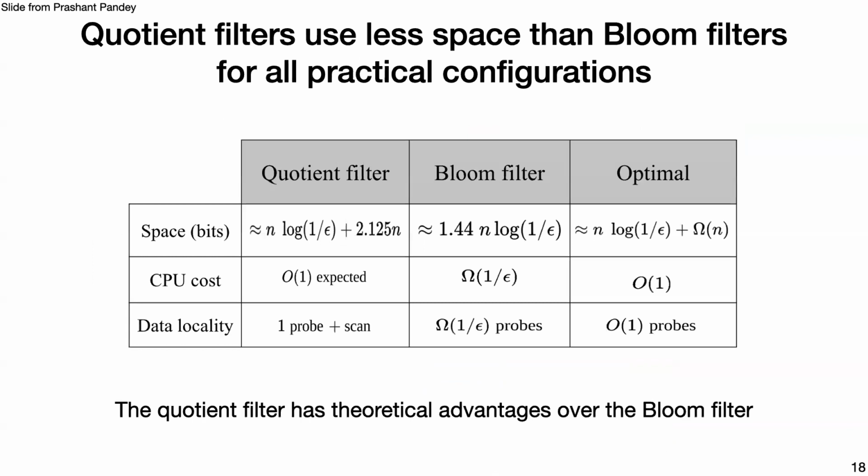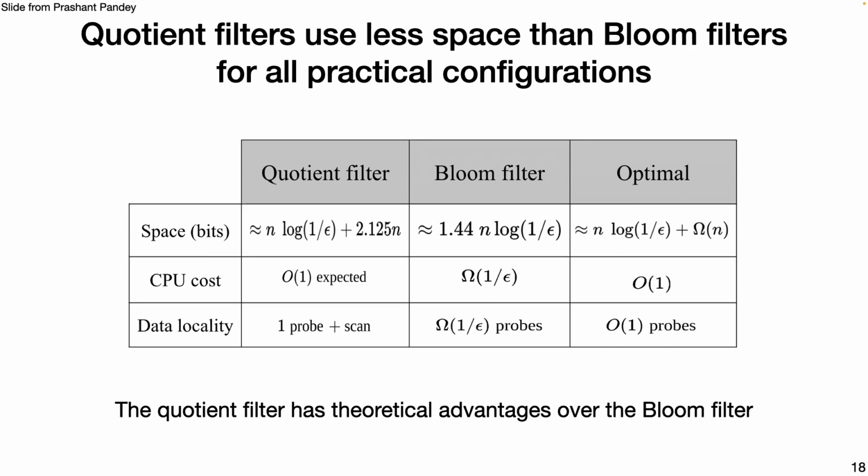Yeah, so let's keep going. To go back to the theory, the lower bound is this, log of 1 over epsilon plus omega n. Quotient filter gets closer to it. It's this, which matches the upper bound plus a constant of 2.25. And the cost is, in expectation, order 1.